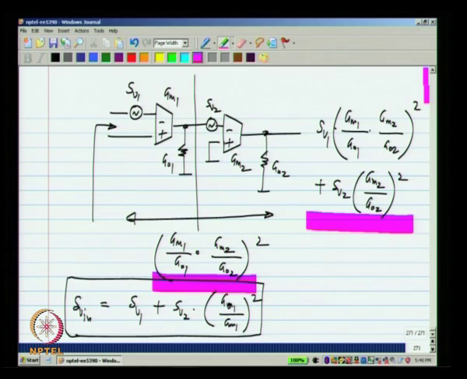Okay. And if these gains are significant, then only the contribution from the first stage will be significant, and all others will be insignificant. That is apparent from this expression as well, because we have SV2 times (GO1 by GM1) whole squared, which means that SV2 is attenuated by a large factor when it is referred to the input. GO1 by GM1 is nothing but the inverse of the DC gain of the first stage, which could be 50 or 100 or something.